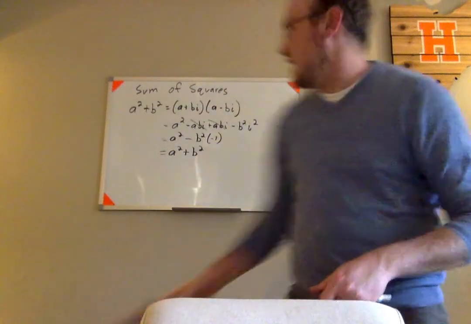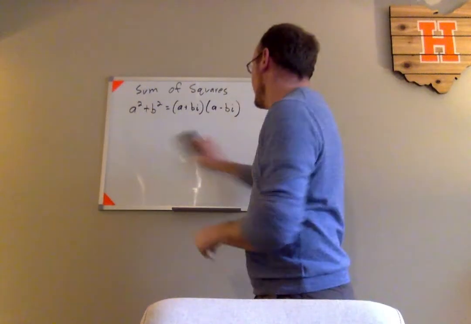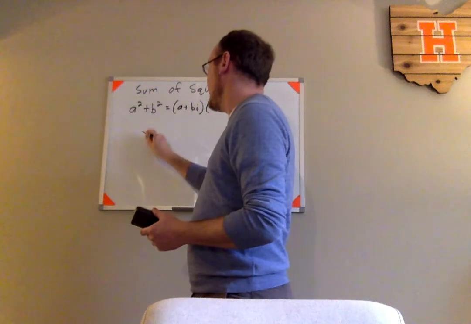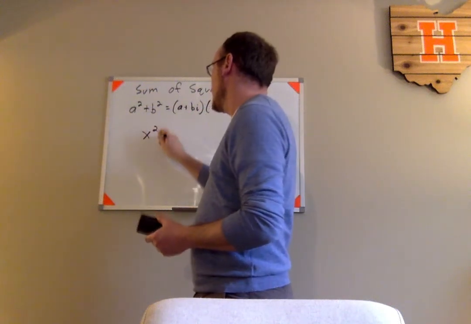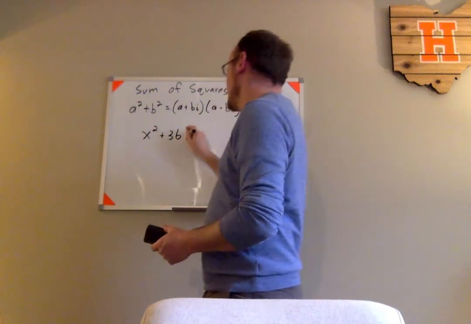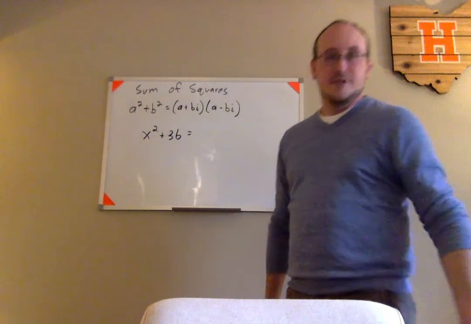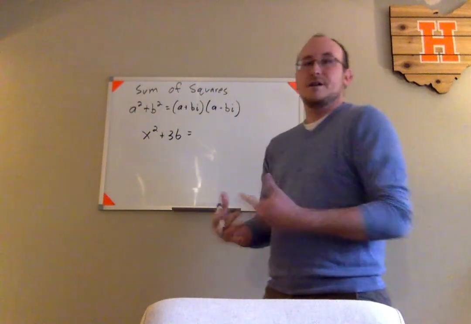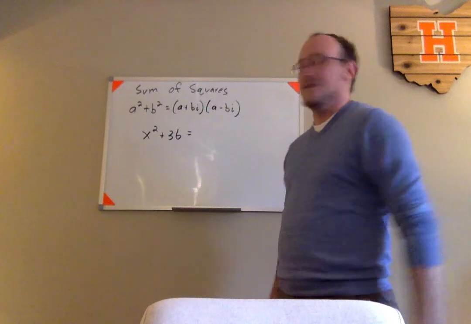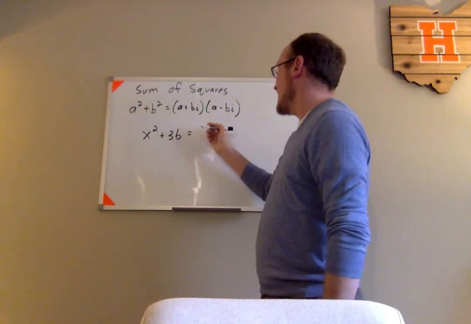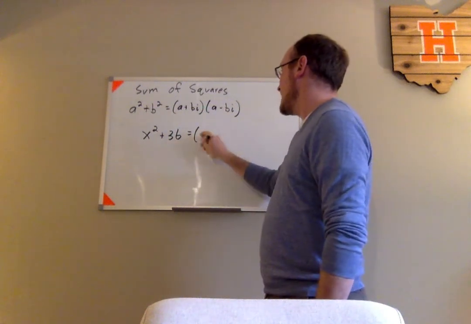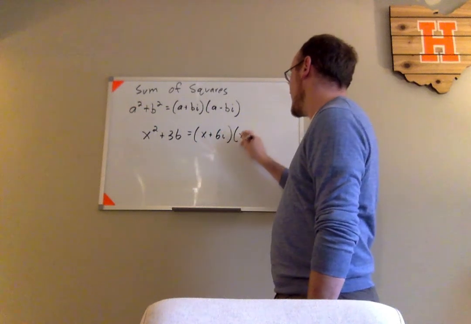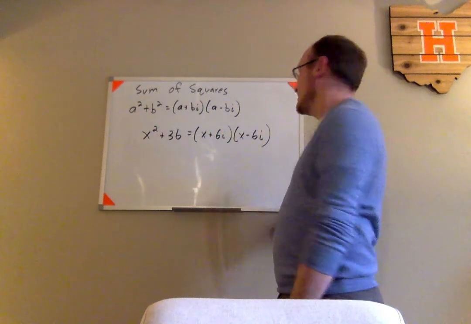So I'm going to go ahead and do an example now using that formula. If I had a sum of two perfect squares like this, and I asked you to factor, maybe I had x squared plus 36, and I wanted to factor that. In the real number system, like I said, that's impossible. But now that we've opened this up to the complex number system and we can use this imaginary unit i, we should be able to factor this as x plus 6i times x minus 6i.